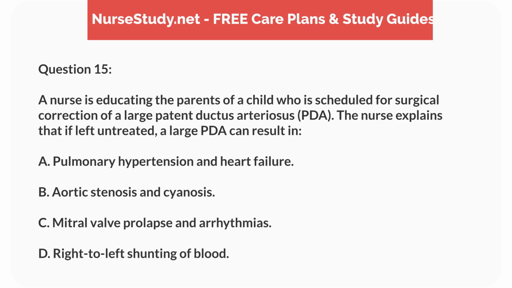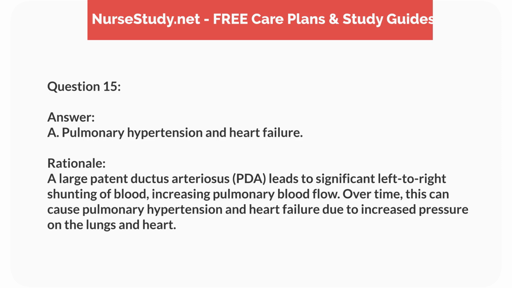Question 15. A nurse is educating the parents of a child who is scheduled for surgical correction of a large patent ductus arteriosus, PDA. The nurse explains that if left untreated, a large PDA can result in A. Pulmonary hypertension and heart failure. B. Aortic stenosis and cyanosis. C. Mitral valve prolapse and arrhythmias. D. Right-to-left shunting of blood. Answer: A. Pulmonary hypertension and heart failure.